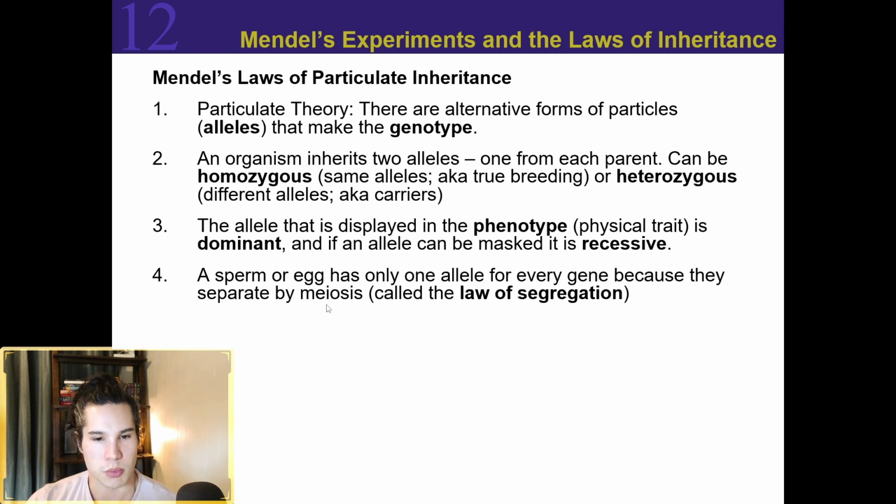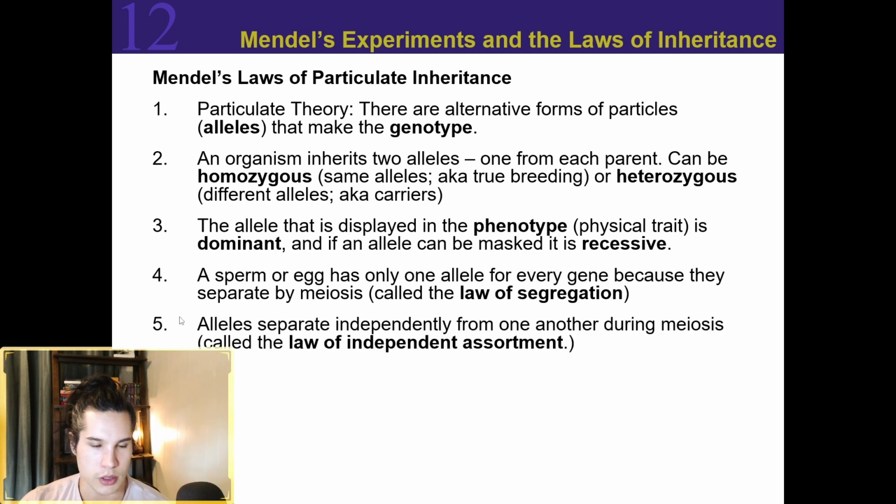And then a sperm or egg has only one allele for every gene because they separate by meiosis, or the law of segregation. So this is just pretty much saying that your sperm is going to be haploid, your egg is going to be haploid, or 1N. When they fuse together, they're bringing half of the genetic material from the one parent, and then the other one is going to bring the other half of its genetic material from the other parent, creating that zygote. So sperm and egg only have one allele for every gene. They're haploid.